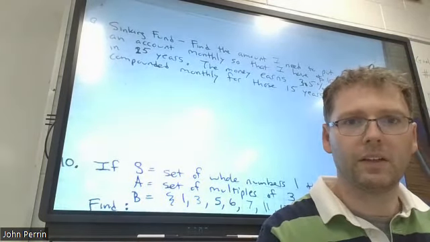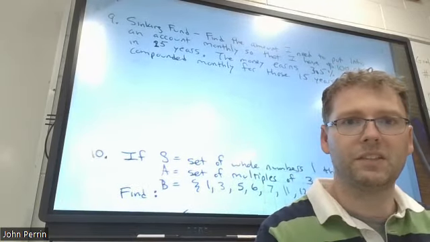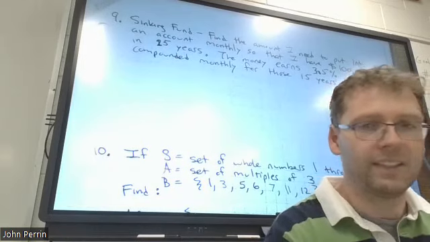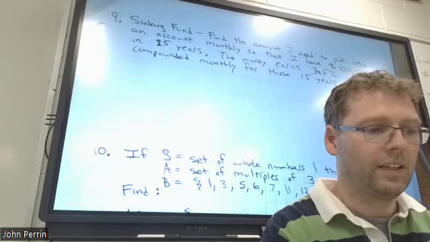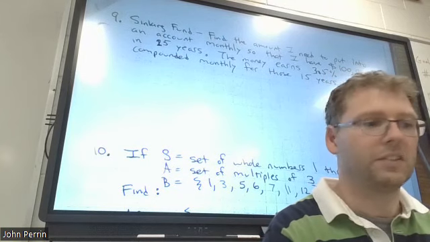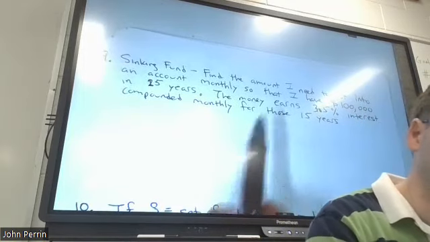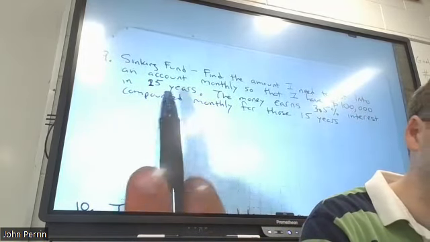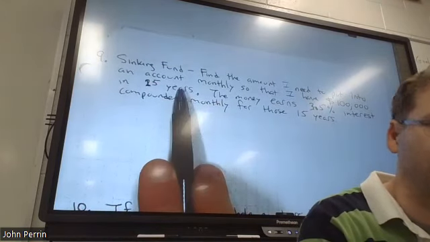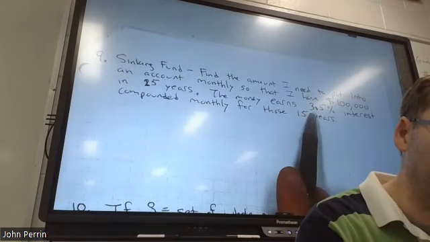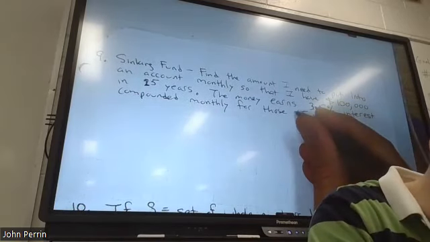Okay, everyone, we are going to do our third installment of some practice final questions. We're going to look at a sinking fund question for annuity, and then we're going to start our set theory questions. So the first question I have for you is a sinking fund. Find the amount I need to put into an account monthly so that I have $100,000 in 25 years. The money earns only 3.5% interest. It's compounded monthly for those 25 years.